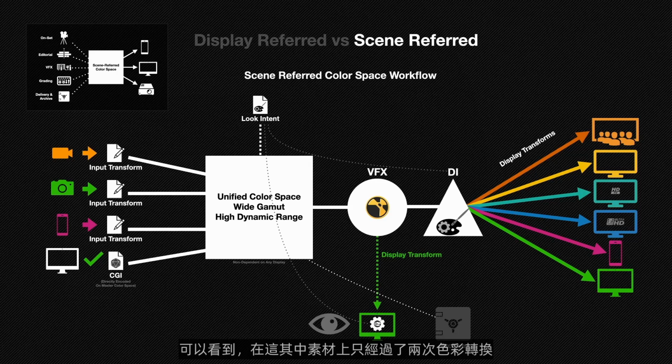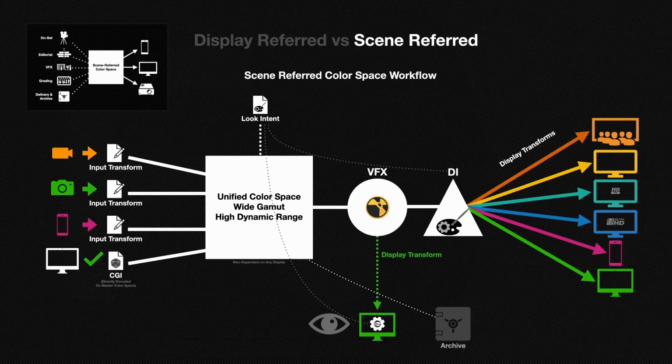So as you can see, in here, there are only 2 color transformations happening to the footage. One at the beginning and another at the end for each delivery. What happens in the middle is just a visualization transform, but the footage across the whole pipeline always remain untouched in terms of color space.